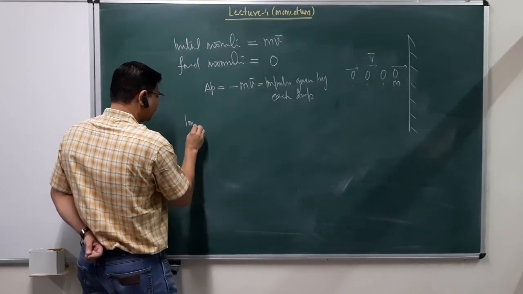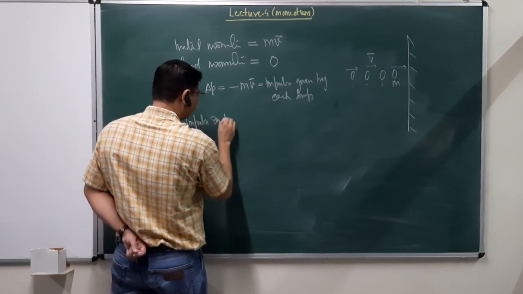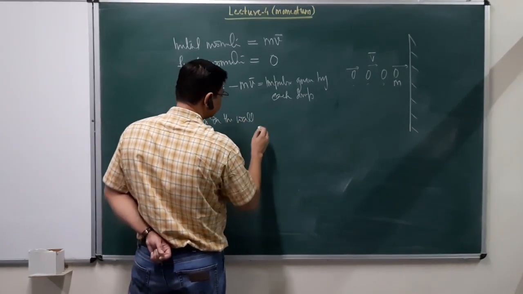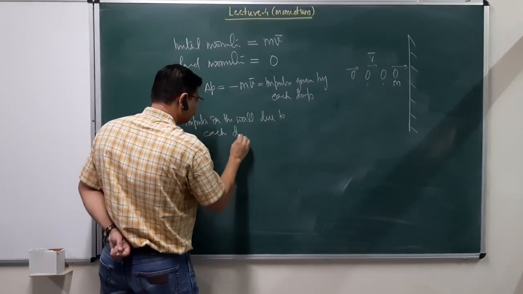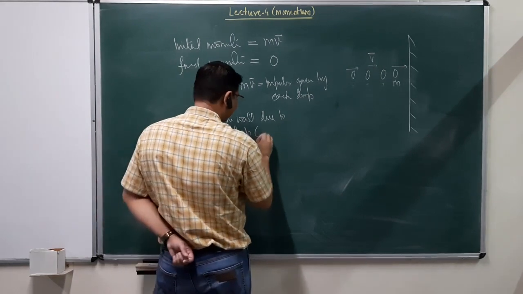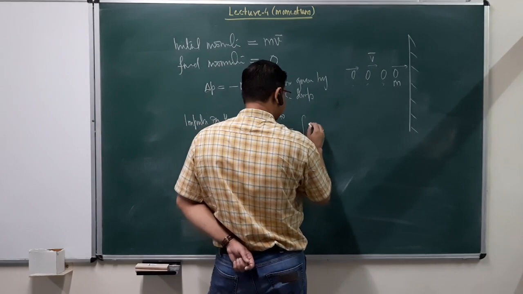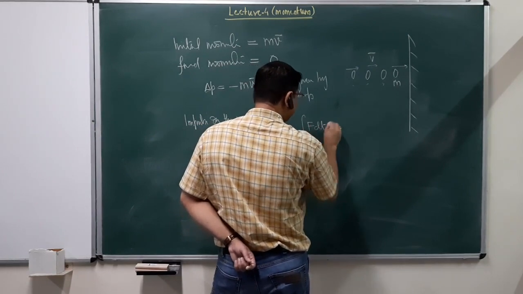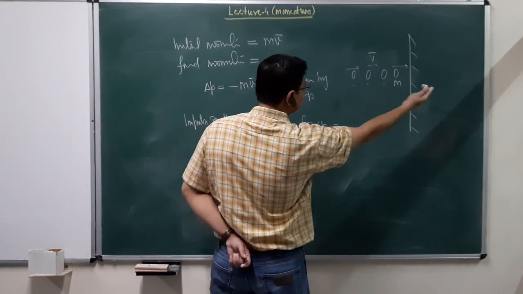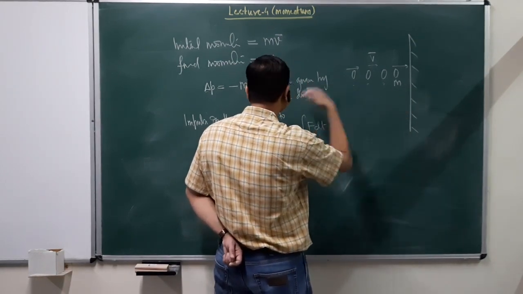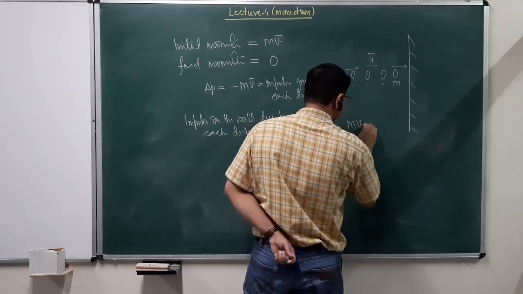So the impulse on the wall due to each drop or ball, it doesn't matter, we can write as f dt, a general expression. And this is equal to, well, if the impulse given by the drops on the wall is minus mv, then this is going to be the negative of that action.